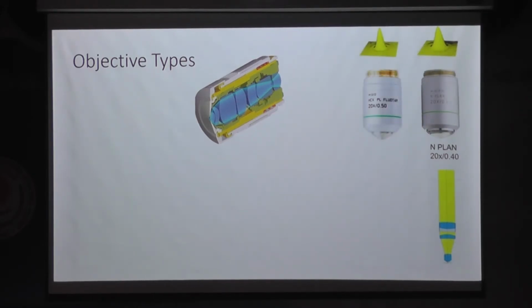Now the second example: I am using the same 20x, but here it was 40x, here it is 50x. Now see, the Airy disc is becoming a little thinner, meaning it is resolving a little better.